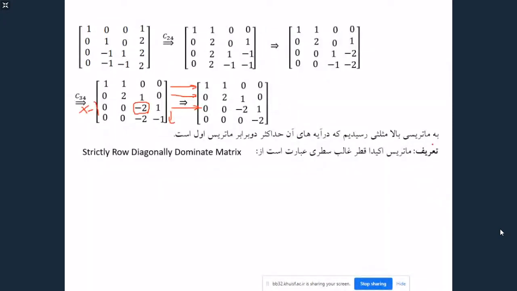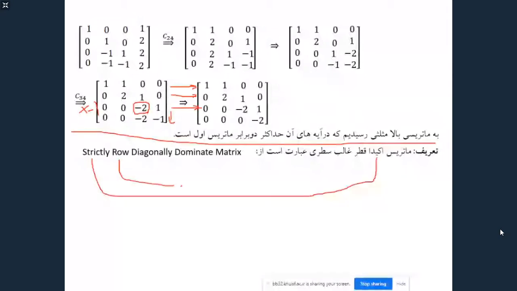So we want to introduce some special matrix. The first one is strictly row diagonally dominant matrix. Strictly row diagonally dominated matrix.